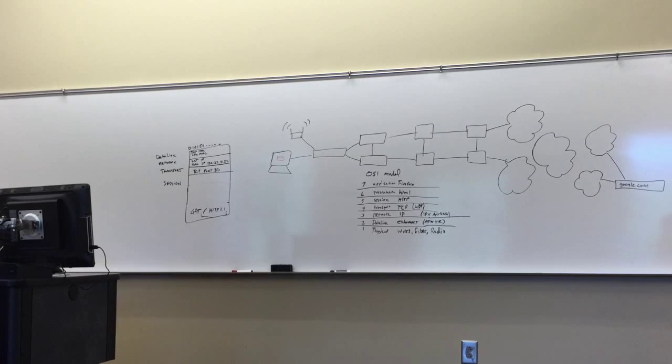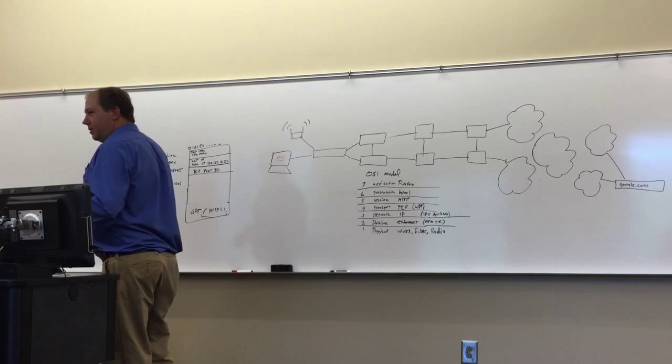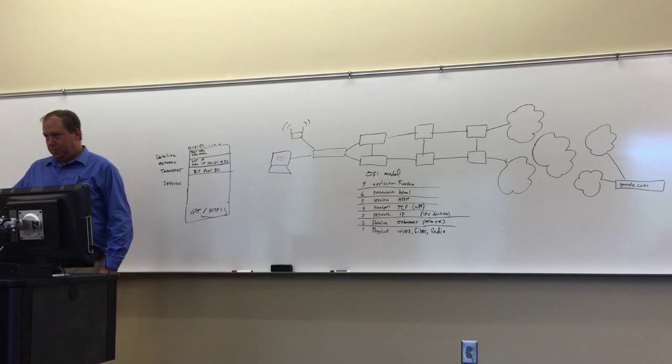Well, www.google.com is not an IP address. So how do we get that? By making a DNS query. So we make a query to the domain name system and we say, hey, what's the IP address for www.google.com? Can somebody tell me what the address of www.google.com is right now? I can tell you, it used to be 8.8.8.8. Sometimes it is.